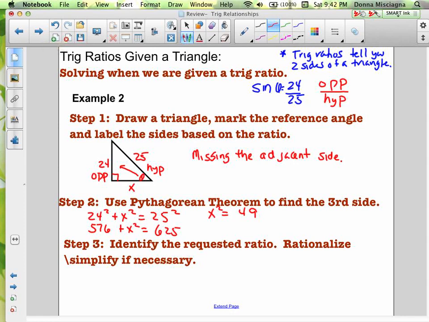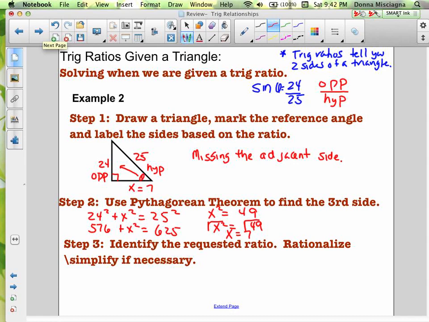What's the length of negative 7? That has no meaning. You can't give me something that's negative 7 inches. So because this is specifically tied to length, we want the principal root only. We'll take the square root of both sides, and this is a perfect square, so x is 7. We have found our missing side.